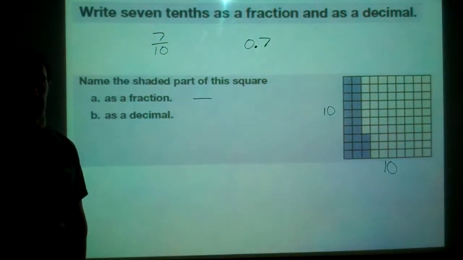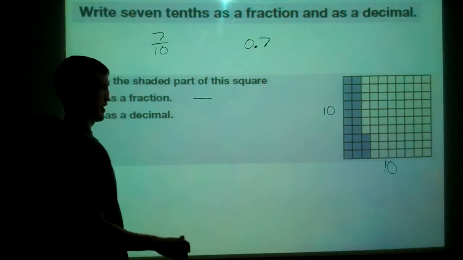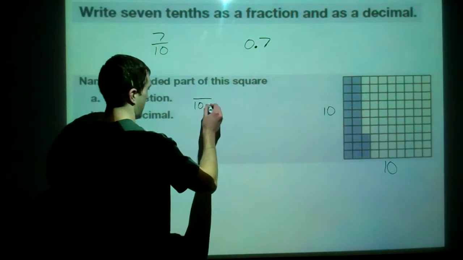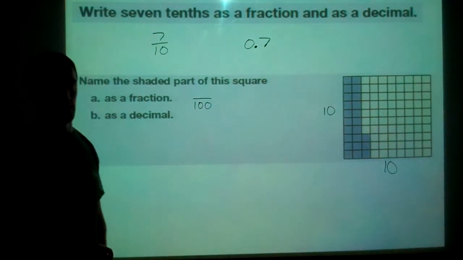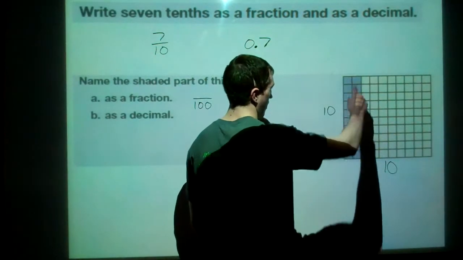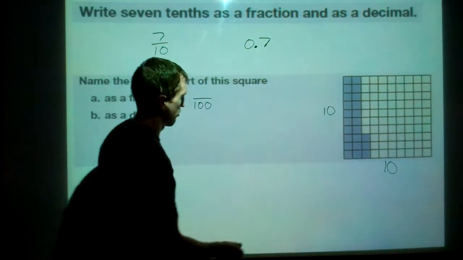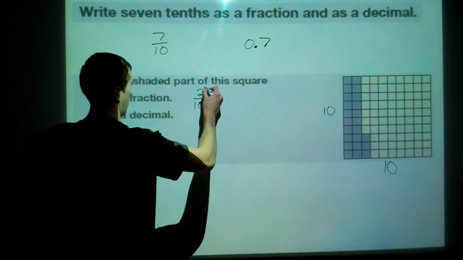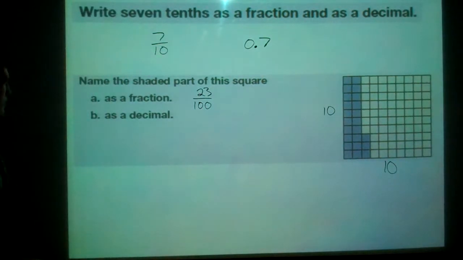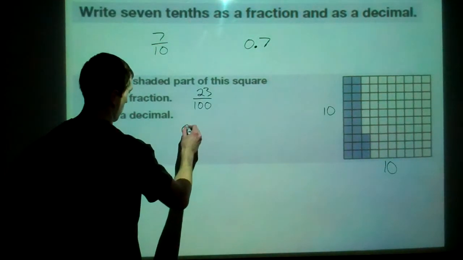And this is basically like finding the area of this square, but we know that 10 rows of 10 is going to give us 10 times 10 or 100. Okay. Then we have to figure out how much is shaded. Well, we have a row of 10, a row of 10, that's 20, plus 3 is 23. So 23 out of 100. And as a decimal, this would be 0.23.